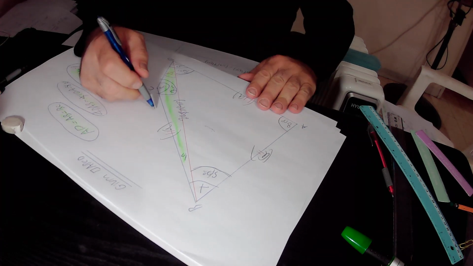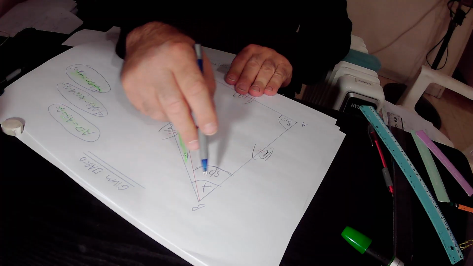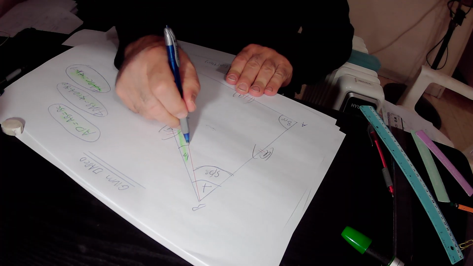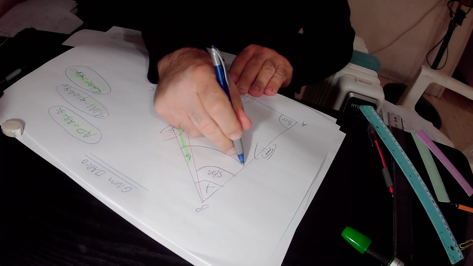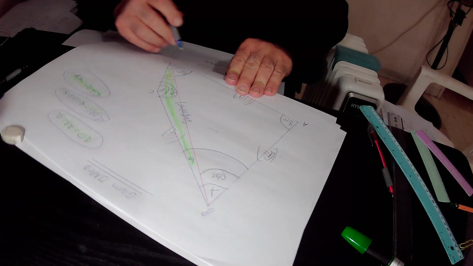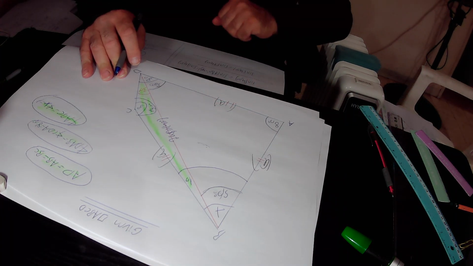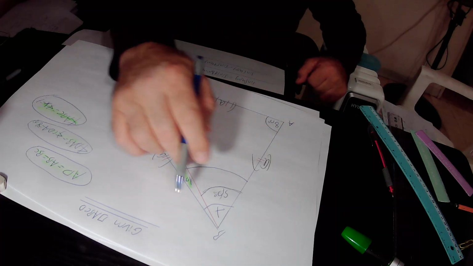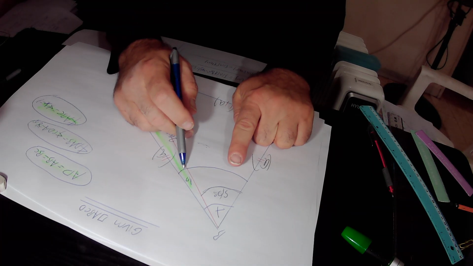Our task is to find out the size of this big angle, angle ABC. We have to find out the size of this angle, angle ABC. From the drawing, it is very easy to see that angle ABC in total equals 50 degrees plus 10 degrees, that is 60 degrees.